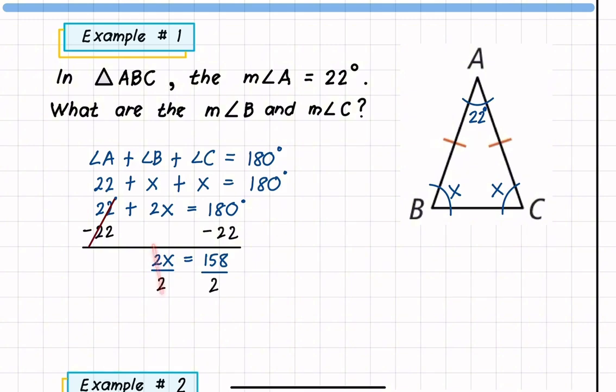So 2 divided by 2 is simply 1, or simply x, and x is equal to 158 divided by 2, which is 79. So the value of x is 79 degrees. It means that if the measure of angle B is 79 degrees, the measure of angle C is also 79 degrees. And that is our final answer.